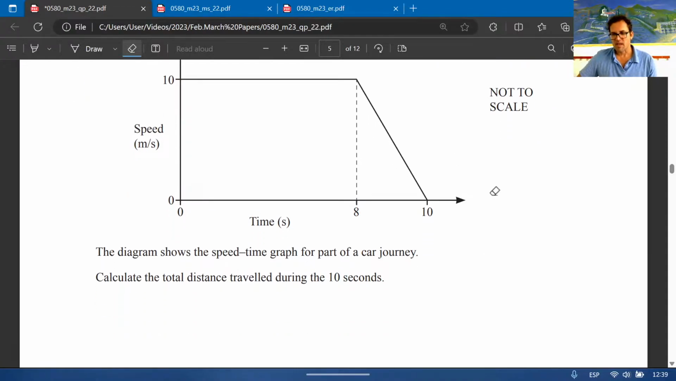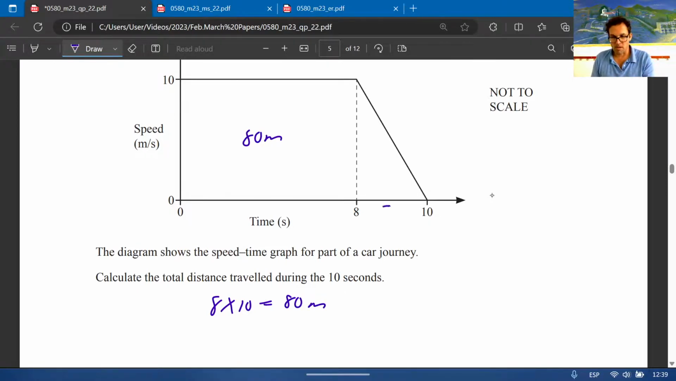So, in the first 8 seconds, we're traveling 10 meters per second, right? So for that rectangle, we do 8 times 10. That's 80 meters. So they traveled 80 meters in the first 8 seconds.